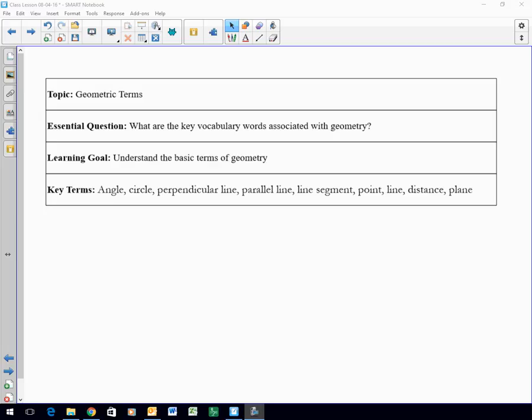And then the actual words that we're going to define today: angle, circle, perpendicular line, parallel line, line segment, point, line, distance, and plane. So it's going to be a lot of vocab for a lesson, okay? But we've got to start somewhere.